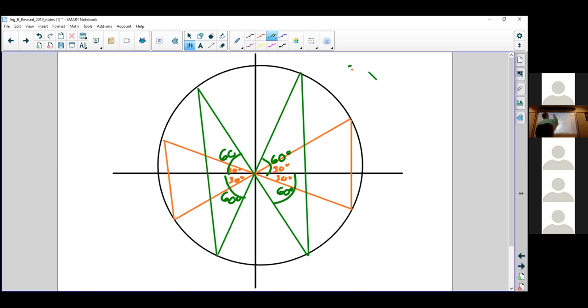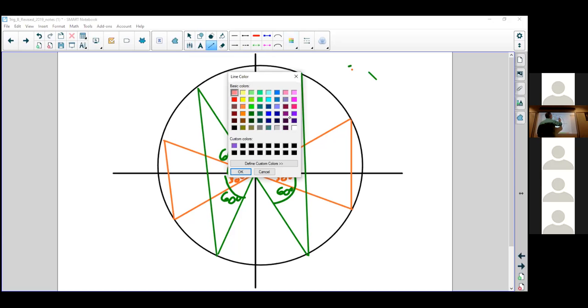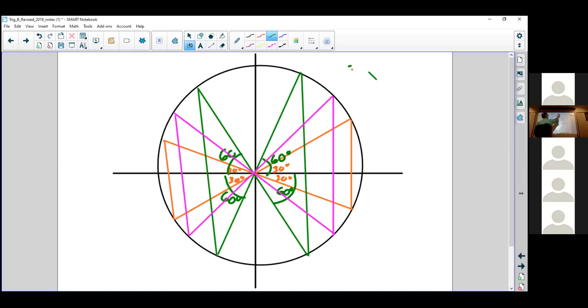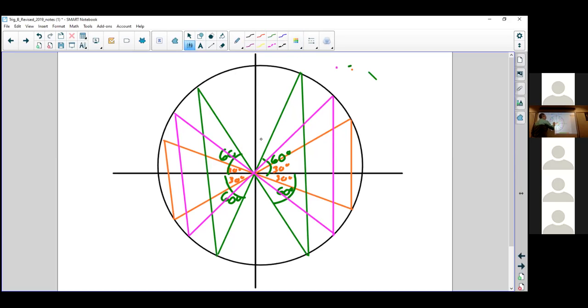And then the last triangle I can draw is pretty pink. This would be a 45-degree angle.